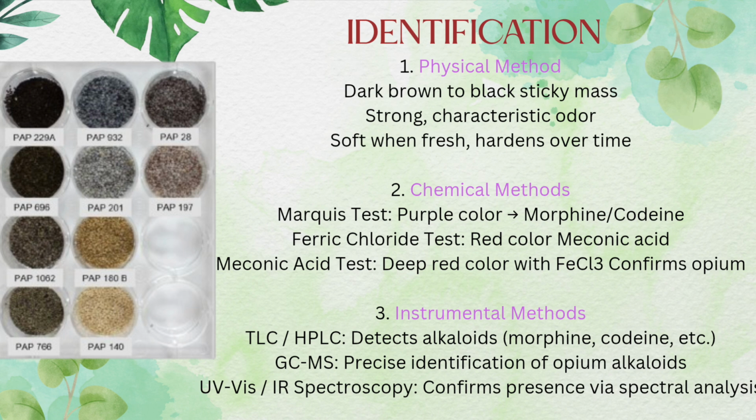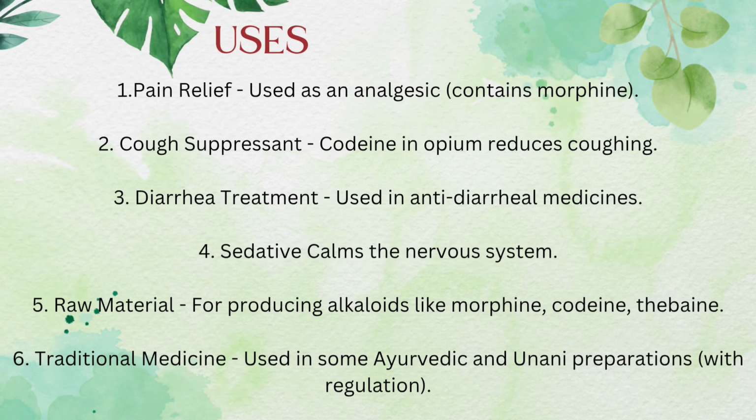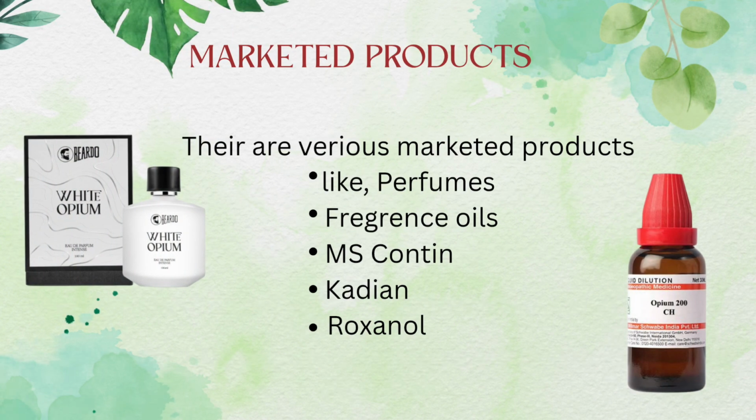Then uses. Uses are: pain relief, used as an analgesic, contains morphine; cough suppression, codeine in opium reduces coughing; diarrhea treatment, used in antidiarrheal medicine; sedative, calms the nervous system; raw material for producing alkaloids like morphine, codeine, thebaine. Traditional medicines: used in some Ayurvedic and Unani preparations with regulations. Then marketed products: there are various marketed products like MS Contin, Kadian, and Roxanol.